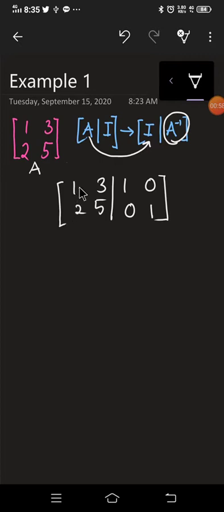Okay, how do we do the ERO method? First, we have to make sure that for the first row, the leading diagonal is equal to 1. This is the first row, this is the second row. For now, the leading diagonal is already 1, so we can skip the first step. The second step: everything under the leading diagonal must be equal to 0, so these two need to be changed into 0.